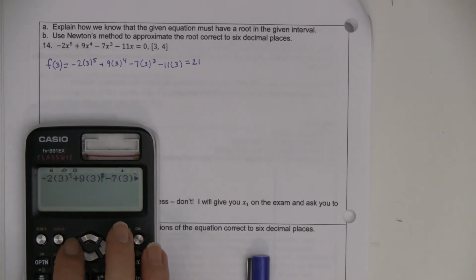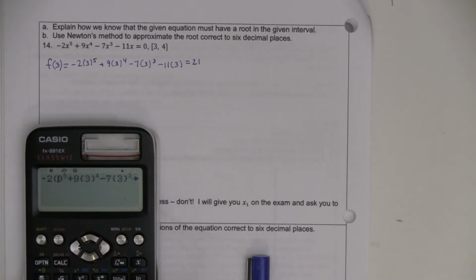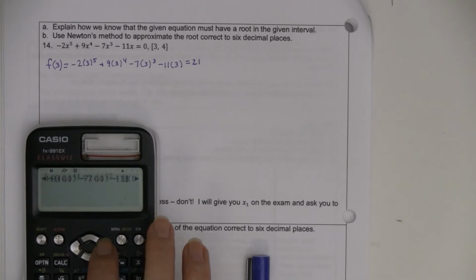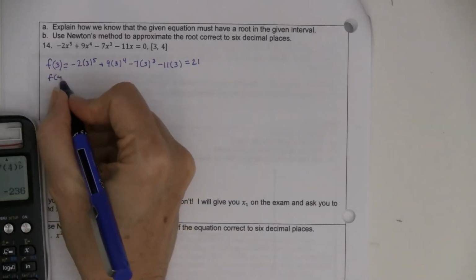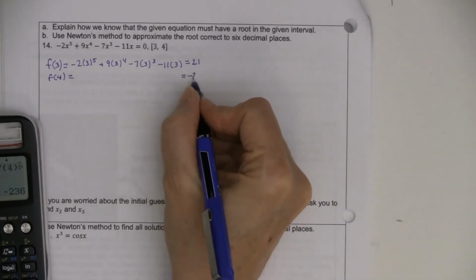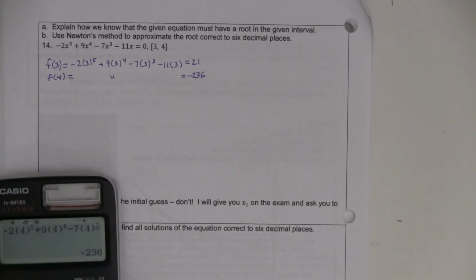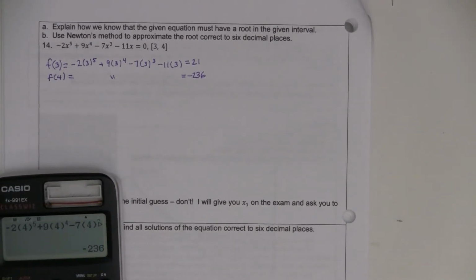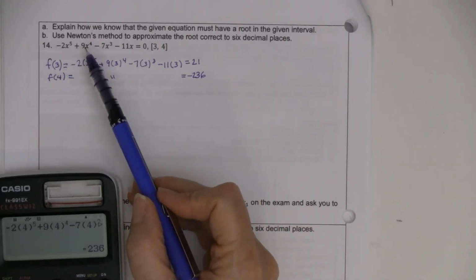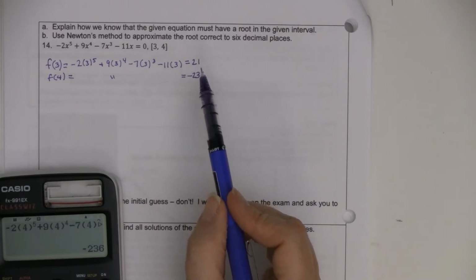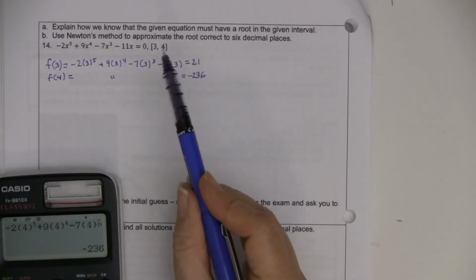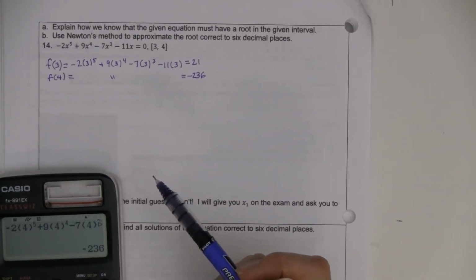So I'm going to backtrack through here, and I'm going to find f at 4. So I'm plugging in here. When I did f at 4 in the same equation, I got negative 236. So I used that same equation, but with 4. And so there's a theorem that says that if this is continuous, and it is, it's a polynomial, and on an interval 3 to 4, one side is positive and the other side is negative, then somewhere between 3 and 4, it must cross the x-axis. It must be 0.